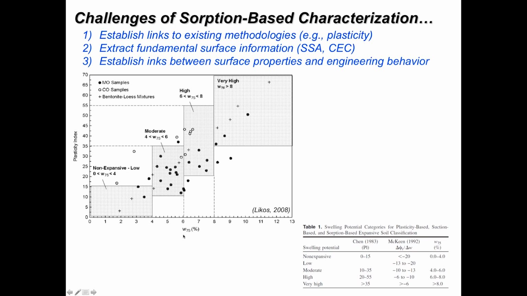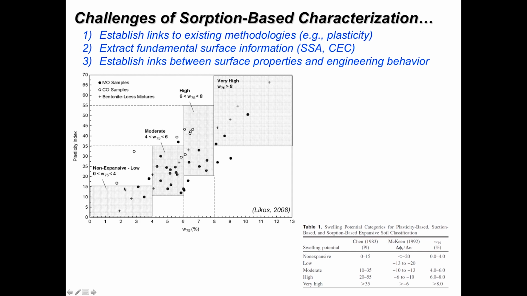What this plot shows is a comparison for several natural materials from, in this case, Missouri and Colorado, as well as a few artificial mixtures of different types of soils: W75 versus plasticity index. So it's a conventional classification approach on the vertical axis, and this proposed classification index on the horizontal axis. And these shaded boxes are something we looked at earlier.